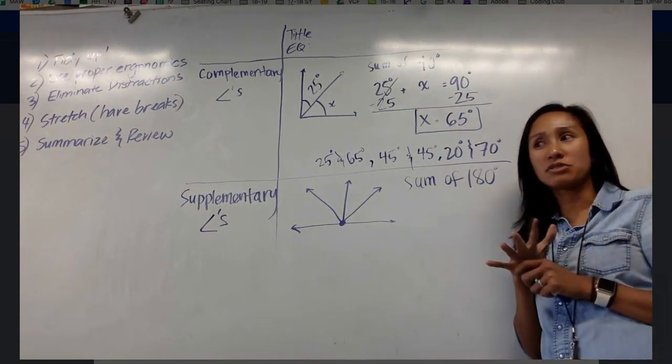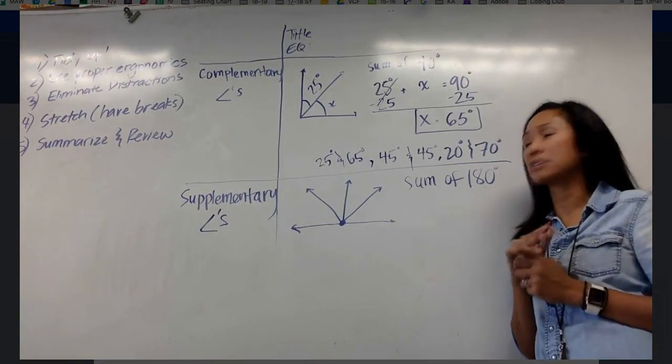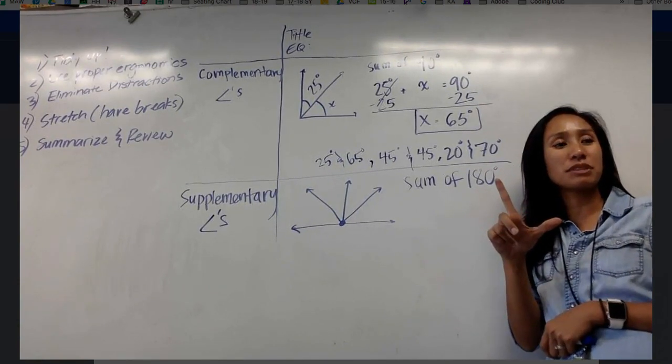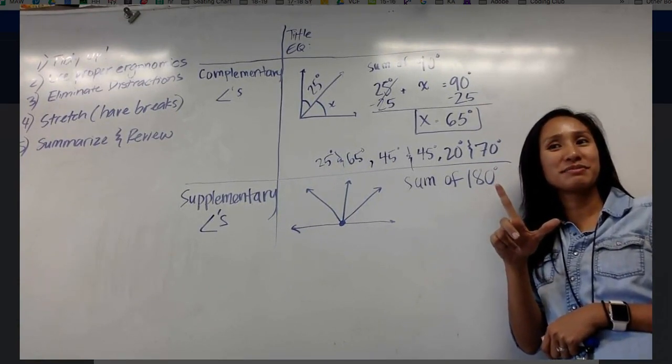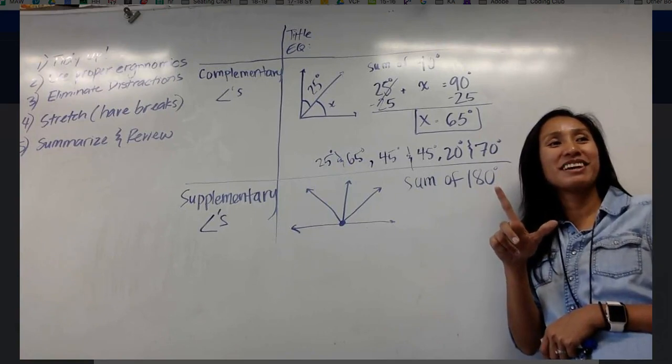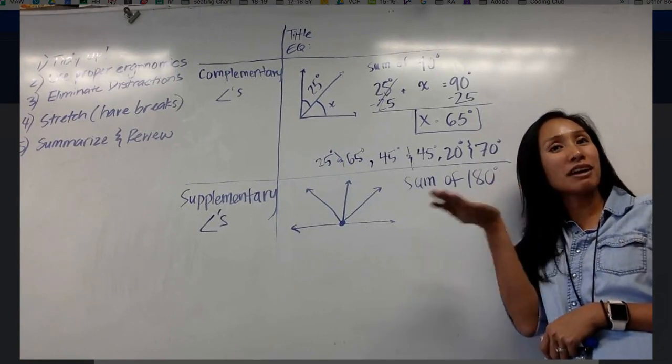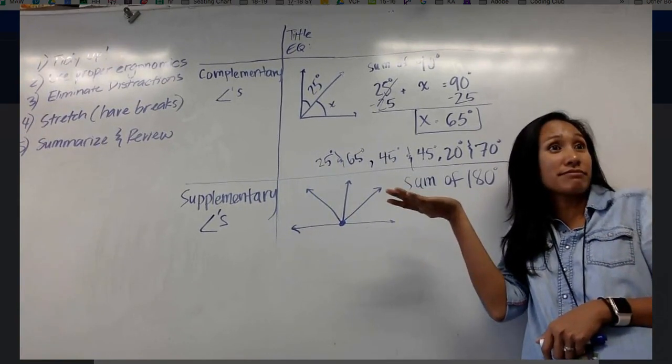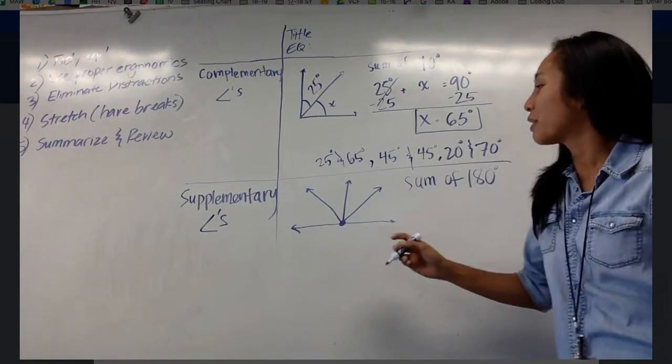Using your hands or your fingers, can you show me how you would represent supplementary angles? If this is complementary, how do you show supplementary? Just go like this. We just went like this. Line. You know, like that emoji, shrug.